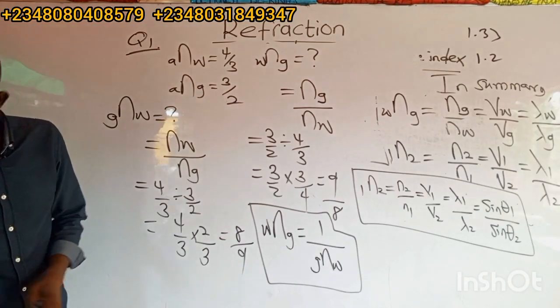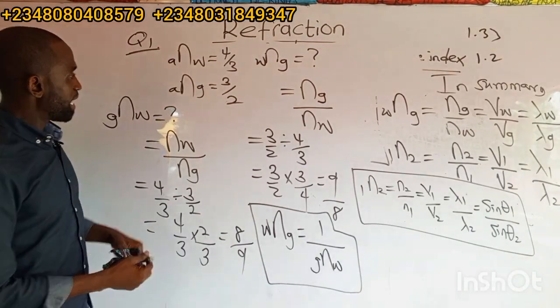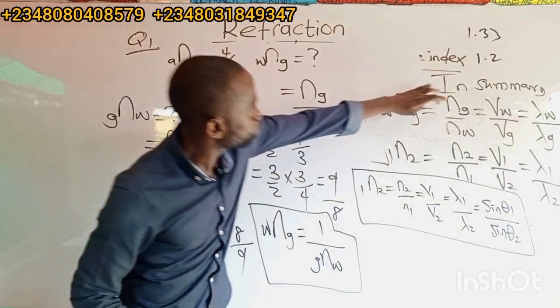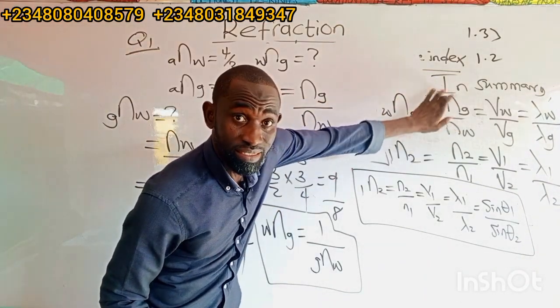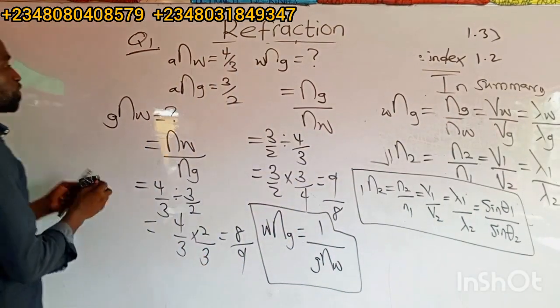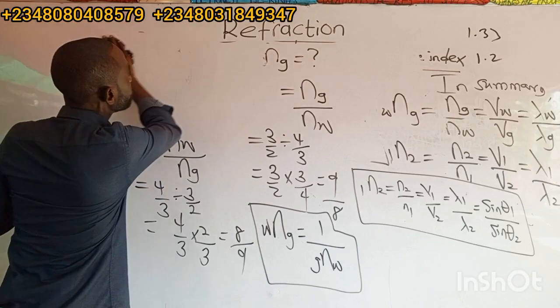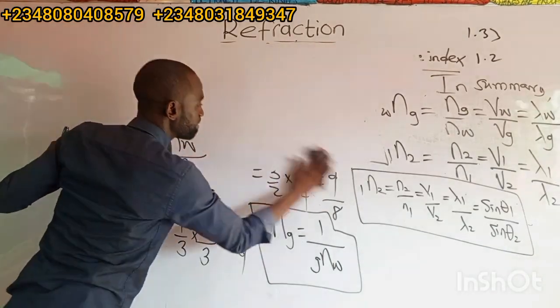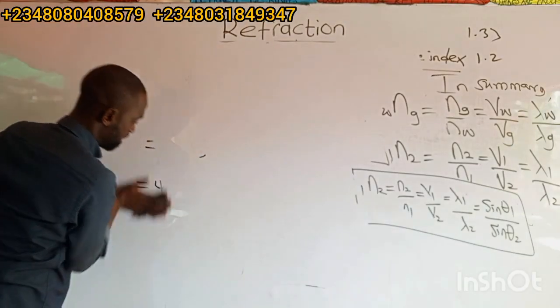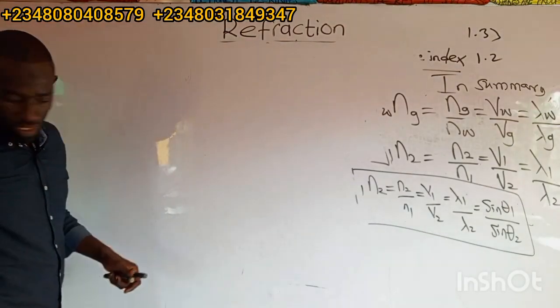Let's solve more questions. Question 2. Here we solve a question based on refractive index in terms of absolute refractive indices. Are you with me? Absolute refractive indices. So for the second one, let us solve this in terms of speed and refractive index.